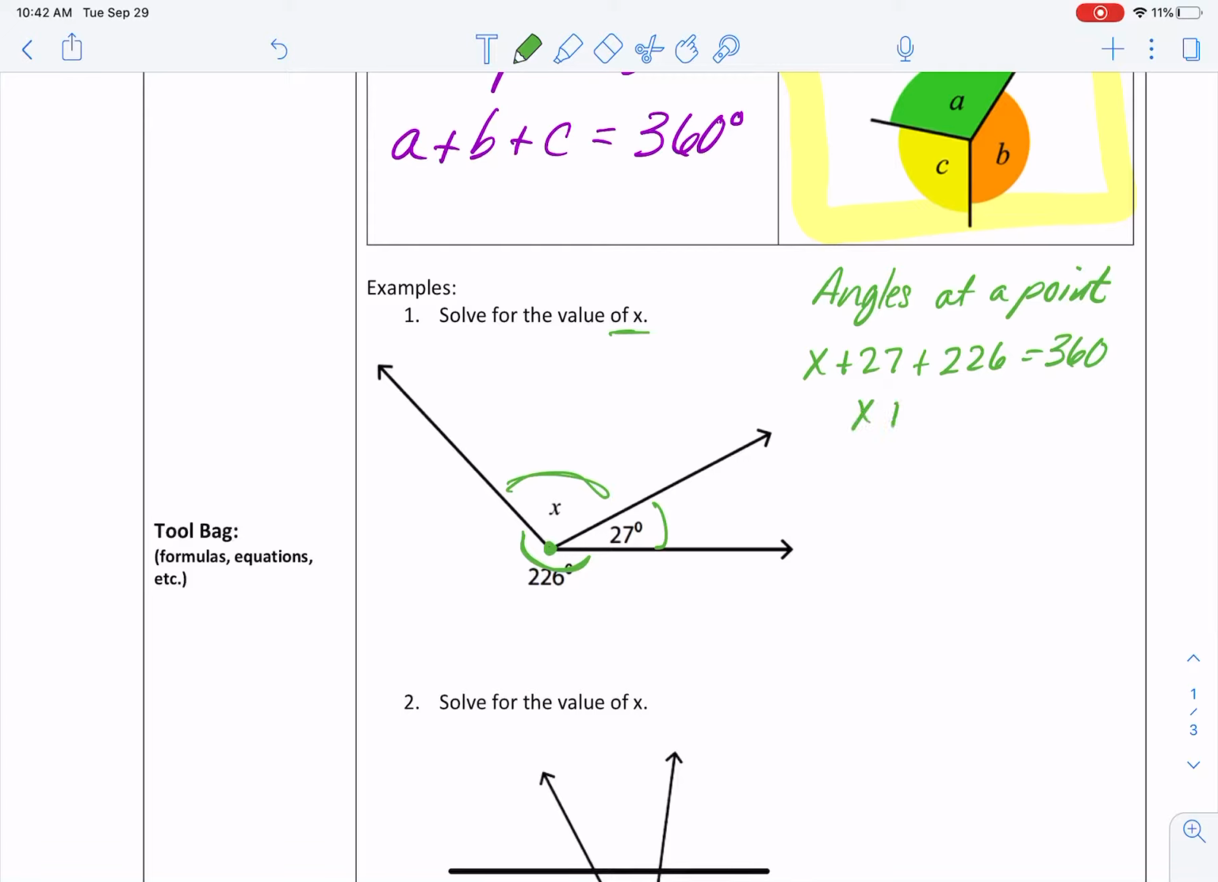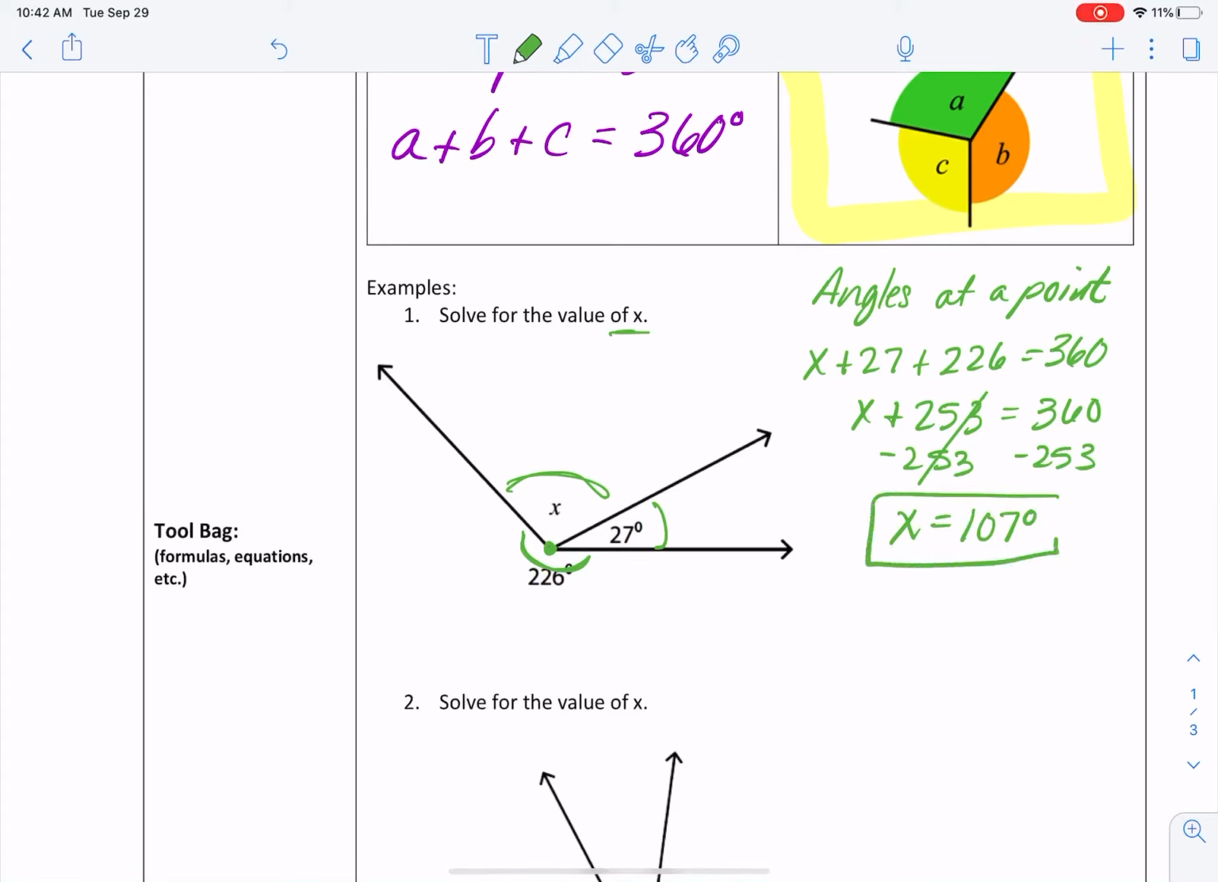That becomes x plus 253 by combining like terms equals 360. Subtract 253 from both sides, and I get x equals 107. That's all it is. The justification, our equation, and our solution.